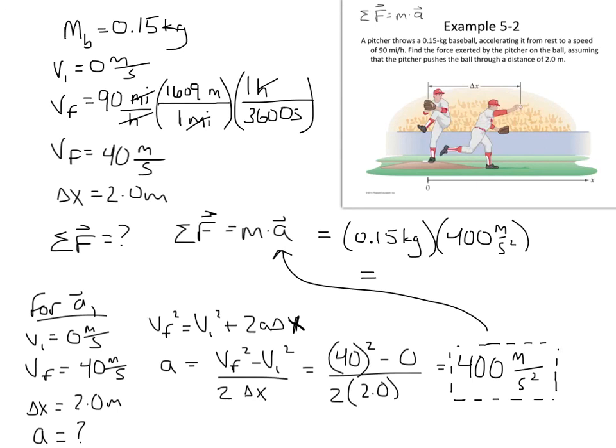So what is that times? What is 0.15 times 400? That is 60 newtons. All right, and that's going to be our final answer. So it's quite an amount of acceleration. It comes down to 60 newtons, which, let's see, divide that by 4, that's like 15 pounds worth of force. But it's applied in a very, very short distance, which is why it takes such a toll on pitchers' arms. So that's going to be our answer for example 5.2 on our pitcher, and net force and acceleration and mass.